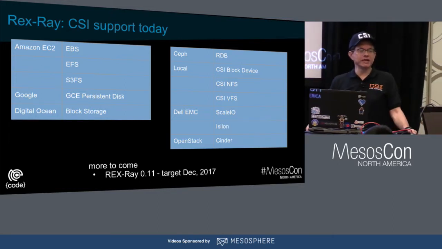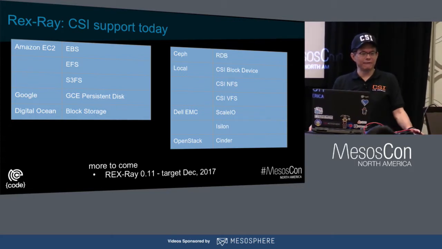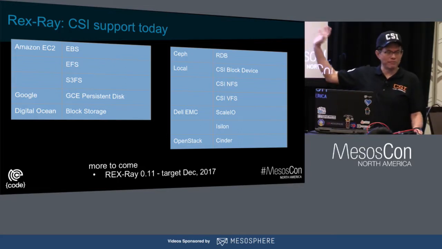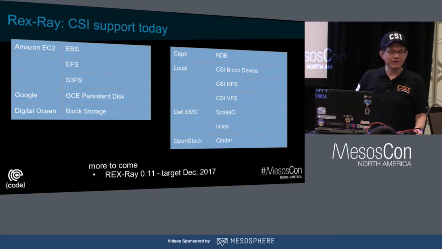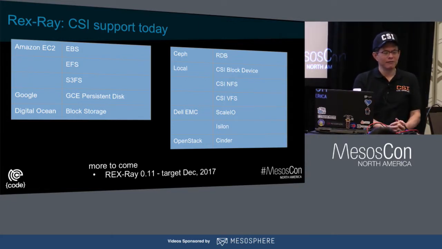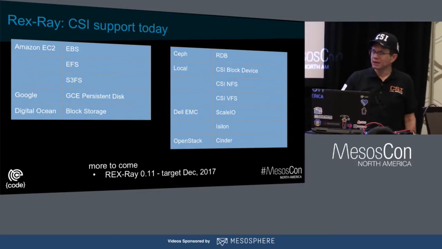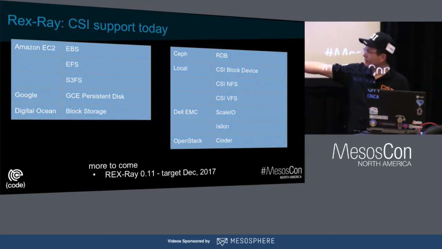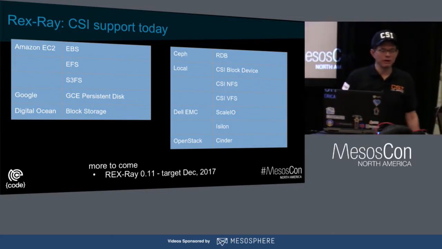Now, if you're using XRay with the pre-CSI interfaces, you're probably aware of this, but there's even broader support. Some of the storage plugins that are available with XRay today aren't quite enabled on CSI yet, but it's in our roadmap. The roadmap calls for the next release, XRay 0.11, roughly December of this year.